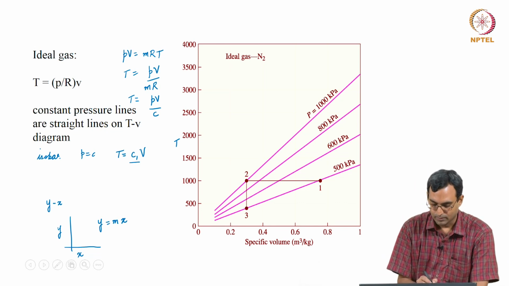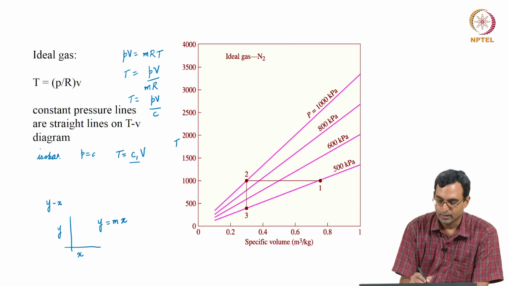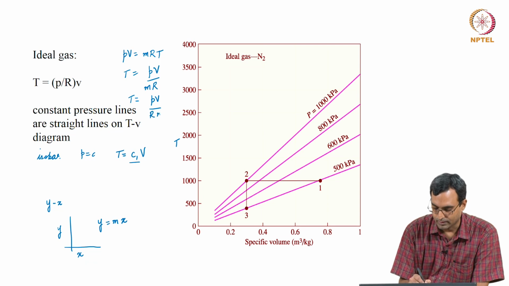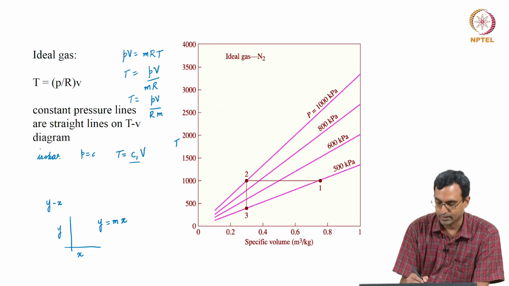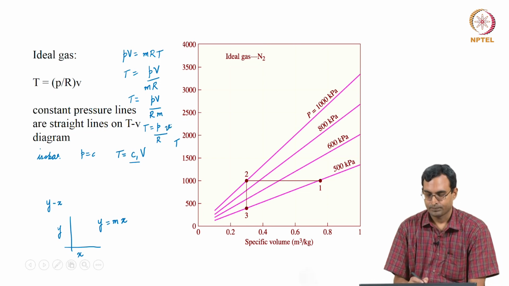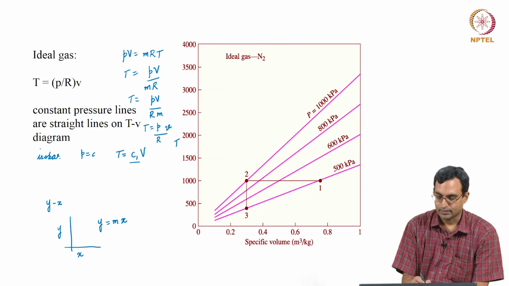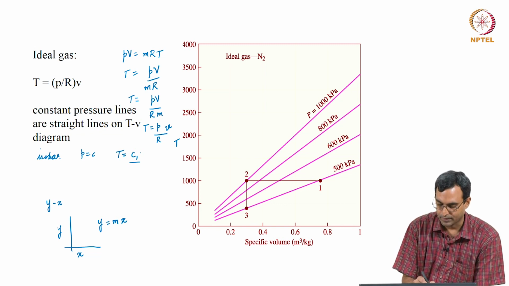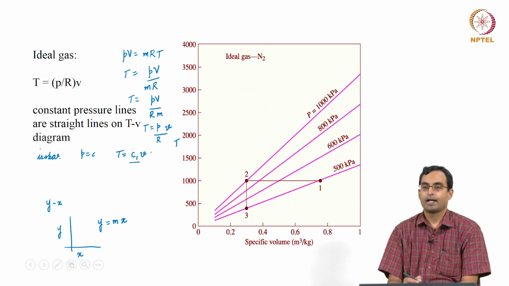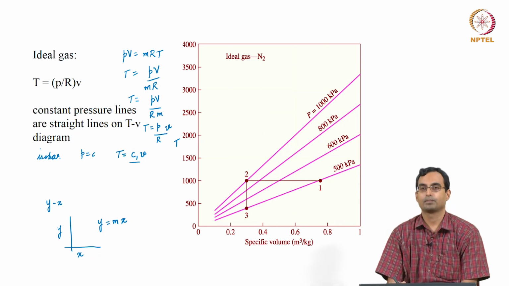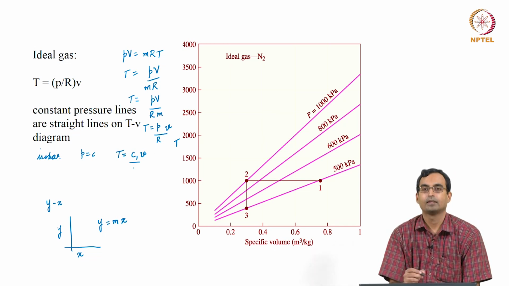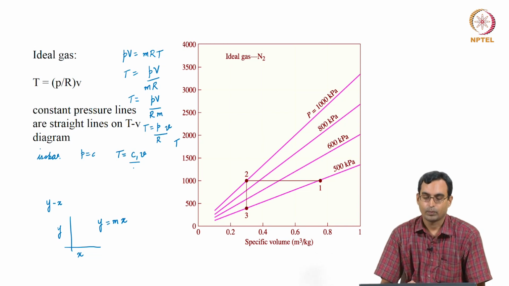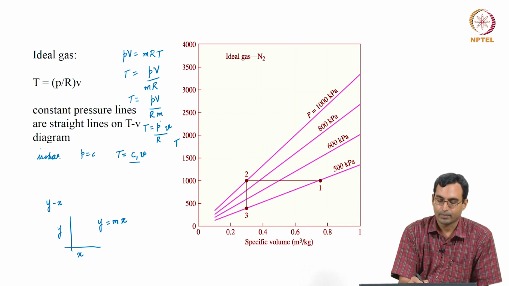What I can also do is plot versus small v. So, I had here mR in the denominator. What I can do is write this as R into m, and this here is my small v. So, I have T is P by R, which is a constant, into small v, and if P is constant, this P by R is also a constant here. So, on a T versus specific volume diagram, I have my isobars being straight lines with varying slopes. The slope is essentially given by this P by R here.